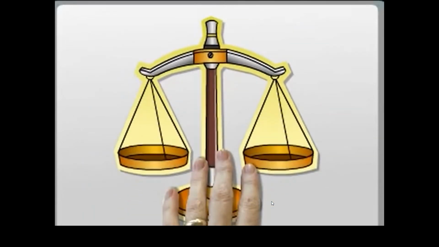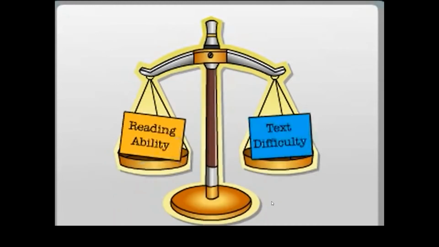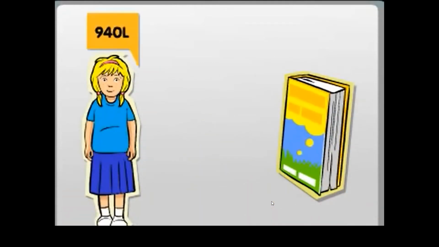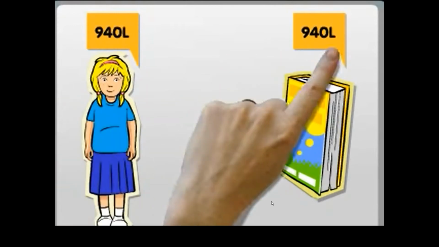What makes the Lexile framework unique, and what has led to its widespread adoption, is that it measures both reading ability and text difficulty on the same scale. The result is 2 Lexile measures, one for the reader and one for the text. A Lexile reader measure describes a child's reading ability. A Lexile text measure describes the difficulty of a particular text. Both Lexile measures are represented by a number, followed by the letter L.